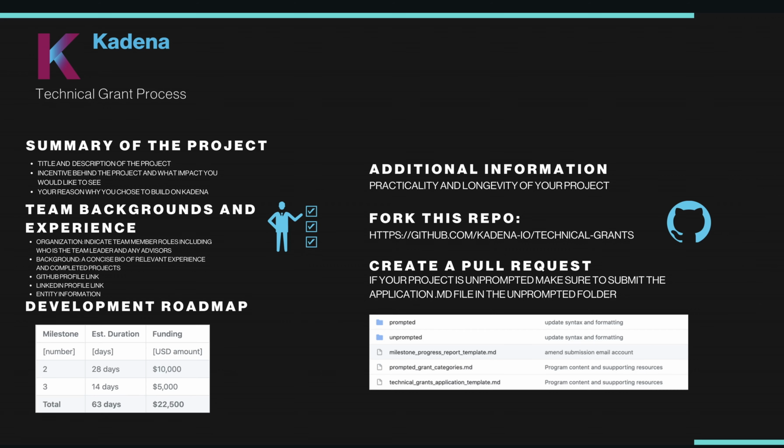Let's take a look at some of the info required on the application template. Summary of the project, team backgrounds and experience, development roadmap. Some additional information on the practicality and longevity of your project will be needed. To submit the application, simply fork this repo, which will be shown in the description, and then create a pull request.